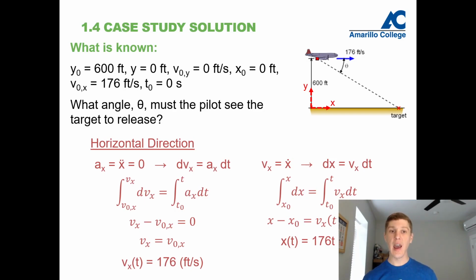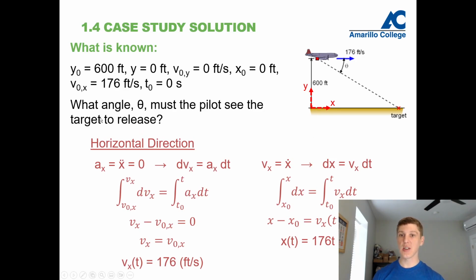We are also defining our initial horizontal position, x naught here, as 0 feet. So we are defining our coordinate system as shown here: x is equal to 0 at the time that the pilot releases the package. Our horizontal velocity is constant, it's unchanging. It's 176 feet per second, which was given to us as the velocity of the plane. And once again, we're going to define that our initial time is 0 seconds, which is when the pilot releases the package. The initial horizontal position at that time is equal to 0 feet. So this is how we are defining our coordinate system.